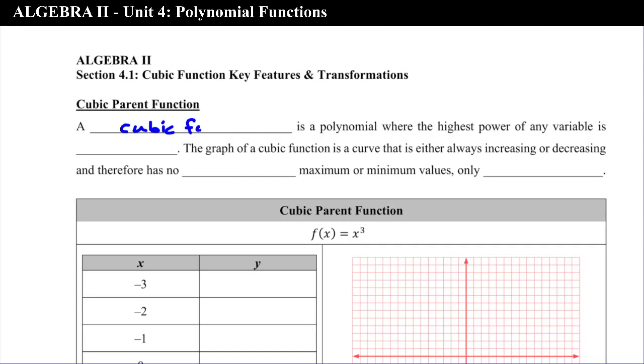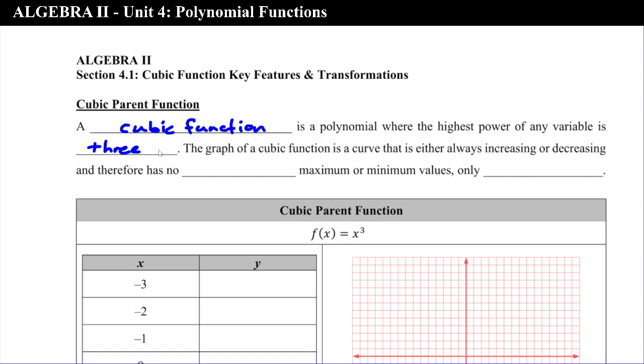So a cubic function is a polynomial where the highest power of any variable is 3. So we've done linear functions and we've done quadratic functions. Those have a highest power of 1 and 2 respectively. Now we're moving on to a function that has a power of 3 in it.